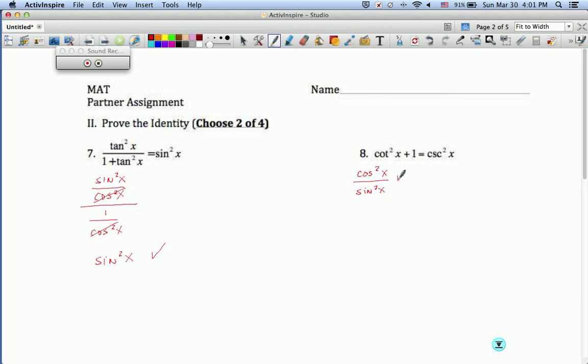Cotangent squared plus 1. Well, I'm going to change 1 into sine squared over sine squared. All right, still 1, because now I have common denominators, and I can say cosine squared plus sine squared over sine squared. In other words, 1 over sine squared. In other words, cosecant squared. And we're done there again. Put equal signs here. Technically, right? We got to make sure everything's equal.